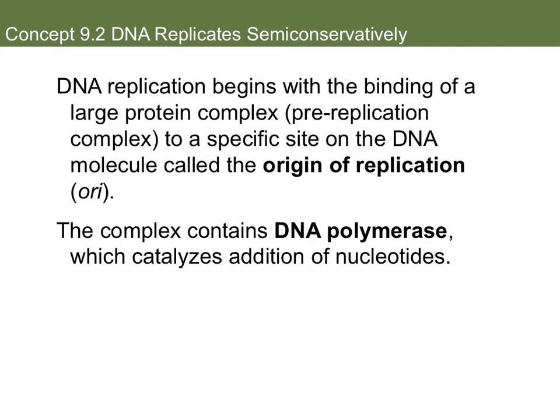complex, to a specific site on the DNA molecule called the origin of replication. The complex contains DNA polymerase, which actually adds the nucleotides. So starting with this origin of replication, which helps the machinery and enzymes and proteins know where to start the replication process, we're going to have to open that DNA strand. We're going to have to separate the two strands and allow the enzymes or that complex to come in and start reading and adding nucleotides.